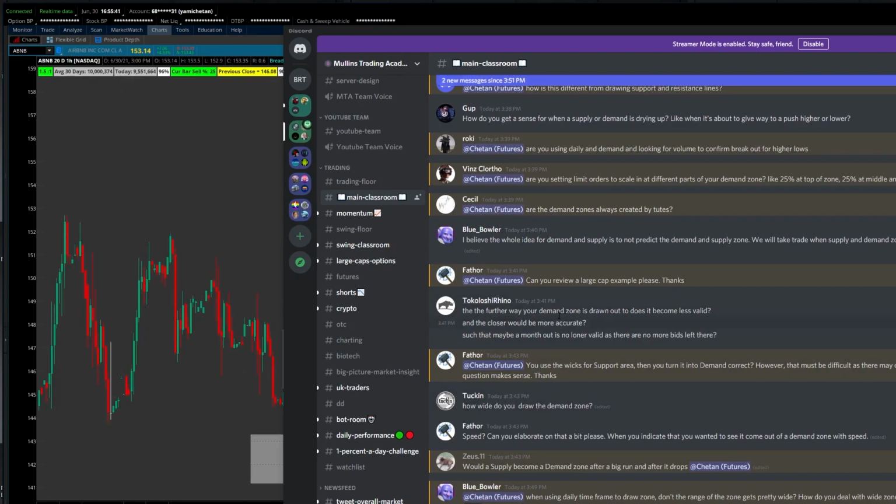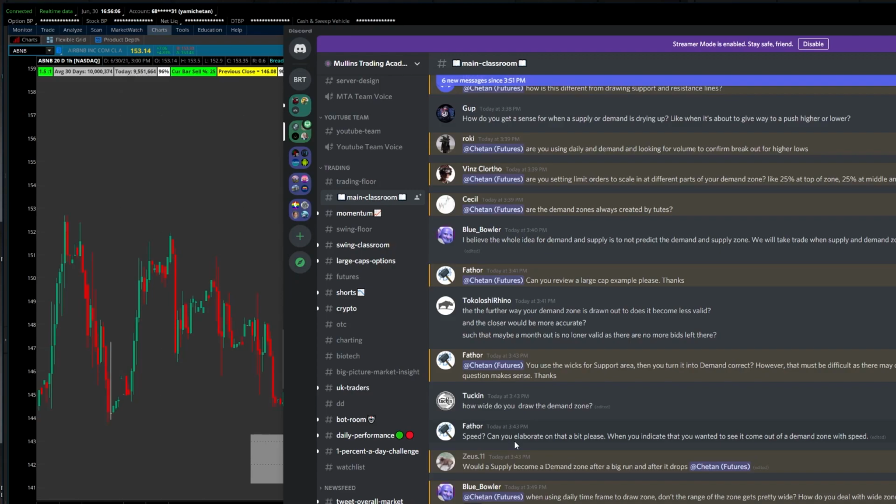I already answered Tux, who asked how wide. I guess I accidentally skipped Tokoloshi. How wide did you draw it? Yeah, I just draw it as wide as it gives me. Speed is just how fast the tape's moving, how fast the candle moves out of that area, and if it holds. That's the key. If it moves out of there, you just have to be watching that quickly.